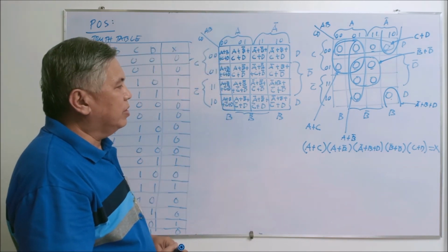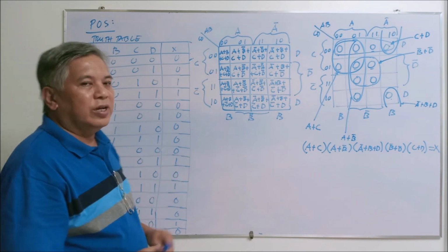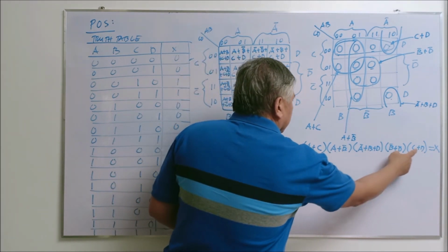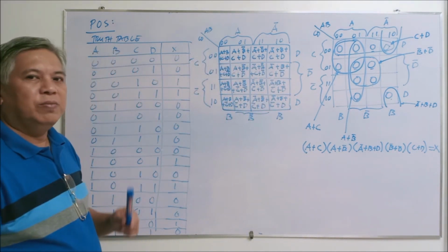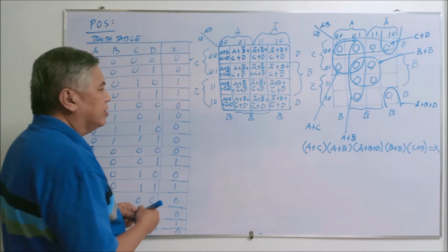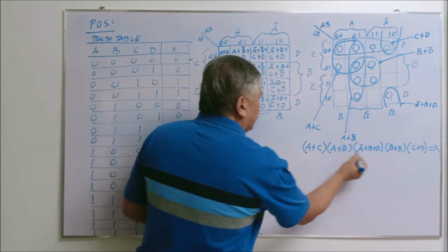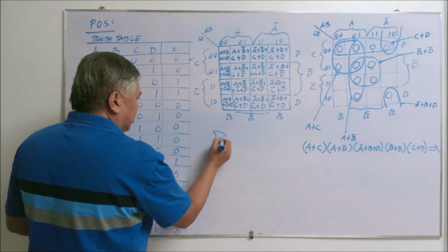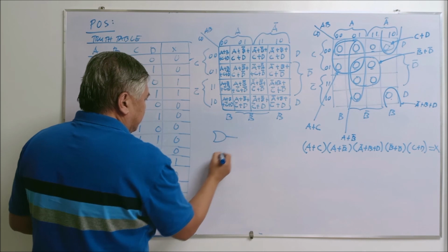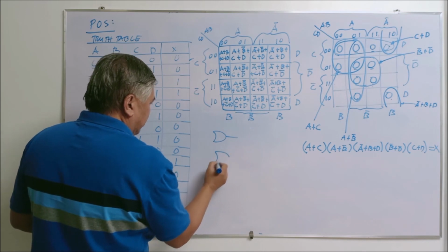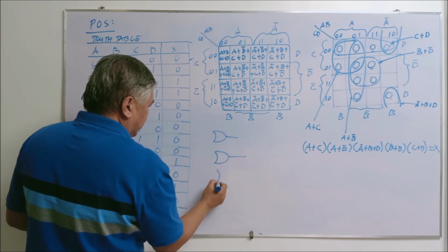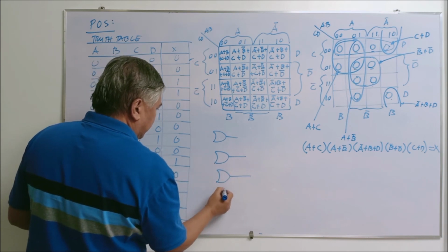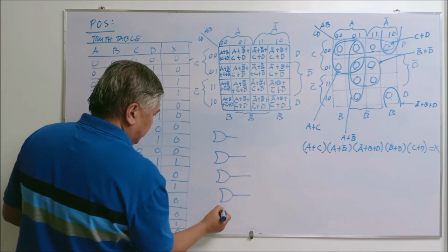Now, what will be our simplified logical circuit equivalent? So we have here sum terms which can be represented by an OR gate. So how many OR gates? 1, 2, 3, 4, 5 OR gates.